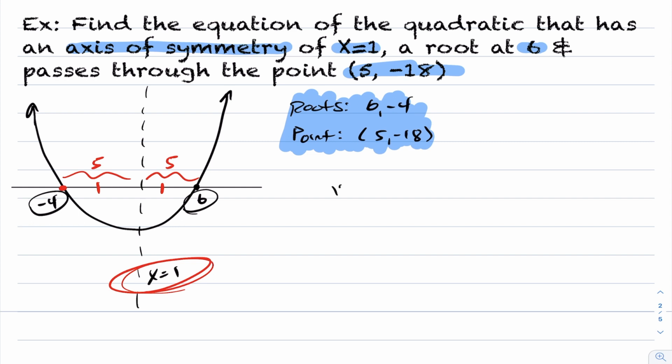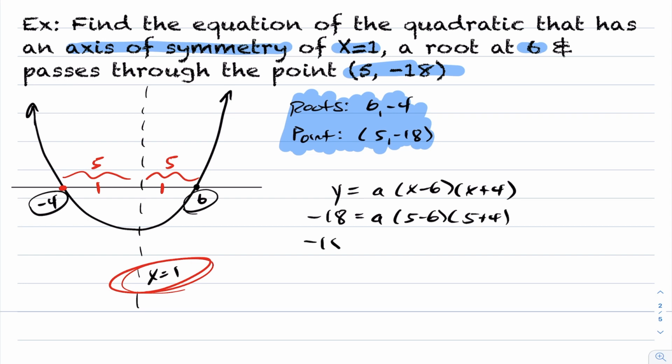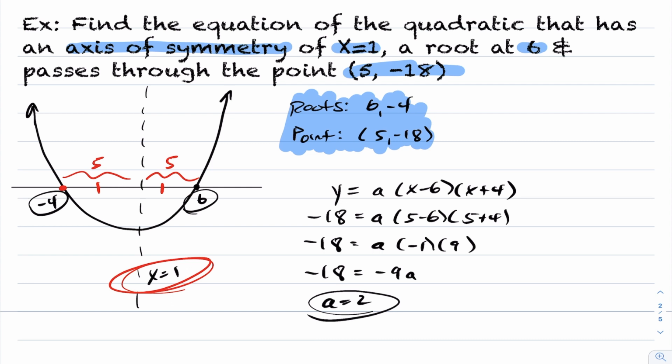So now my equation is y equals a(x - 6)(x + 4). And notice here, if I solve for x, I get a root of 6. If I solve for x, I get a root of -4, which is what we want. Now I can go ahead and sub the point in to solve for my a value. Your x value here is 5. And I can go ahead and solve for a here, so I get -1 times 9, so I get -18 is -9a, so I'm getting a is 2 here.